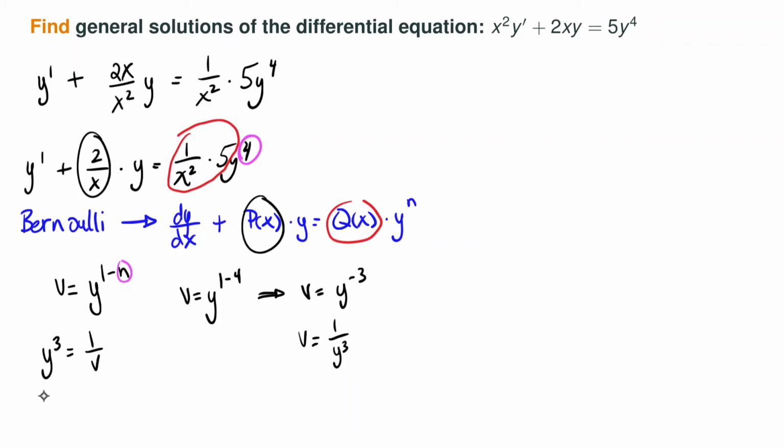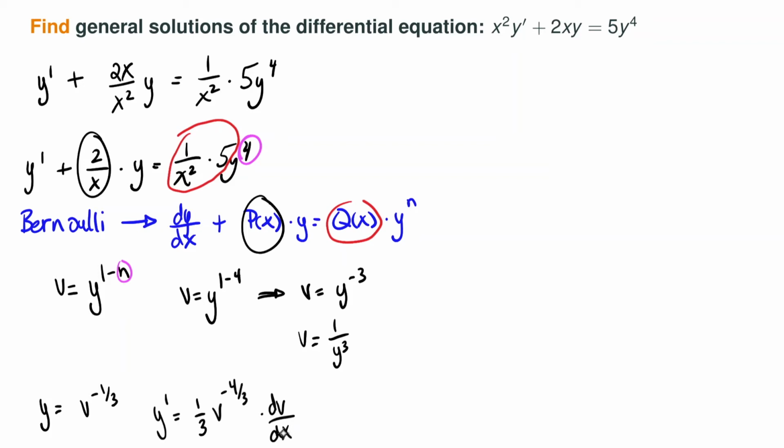As we get y by itself, we'll take the cube root of both sides. Y equals v to the negative 1/3 power. As we take the derivative, we see y prime should be 1/3 v to the negative 4/3 times the derivative of v with respect to x. Let's rewrite our equation with these substitutions.